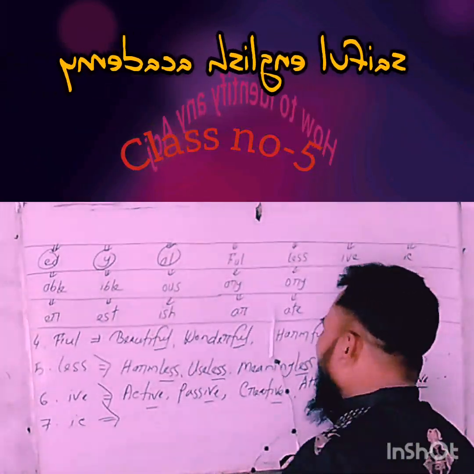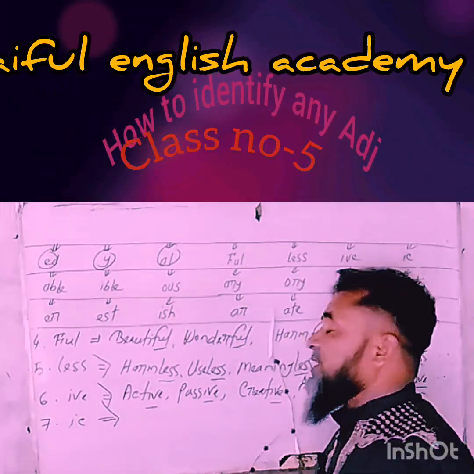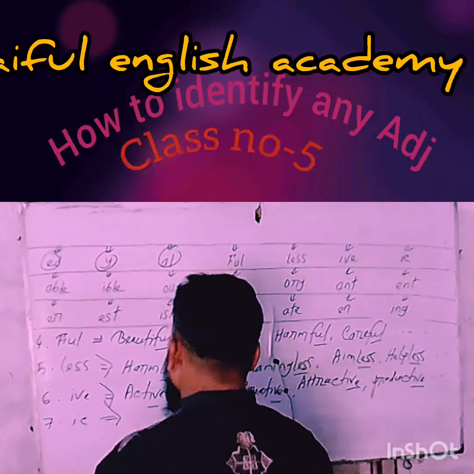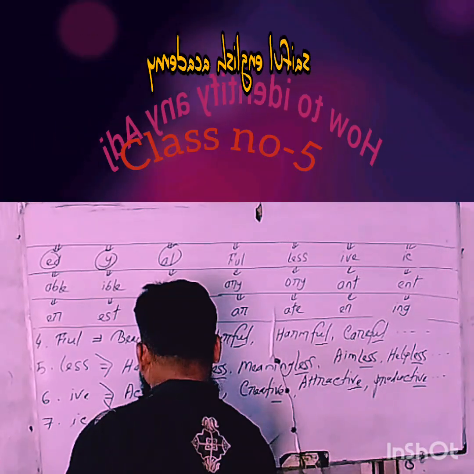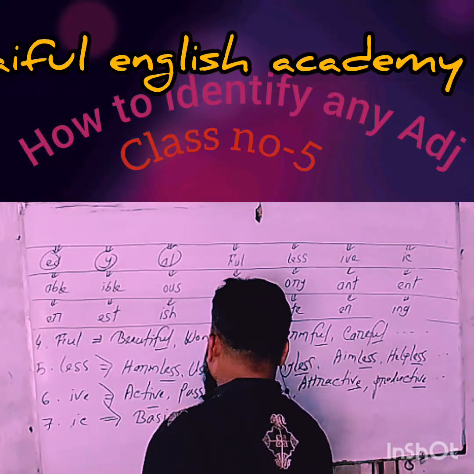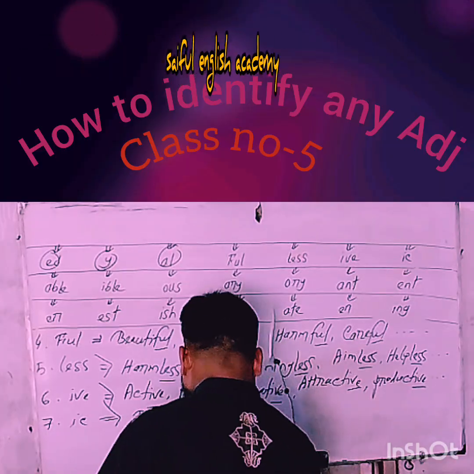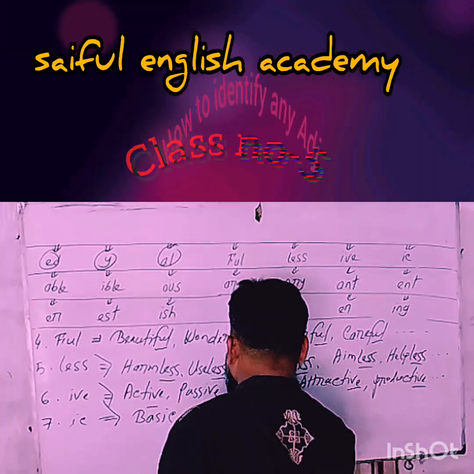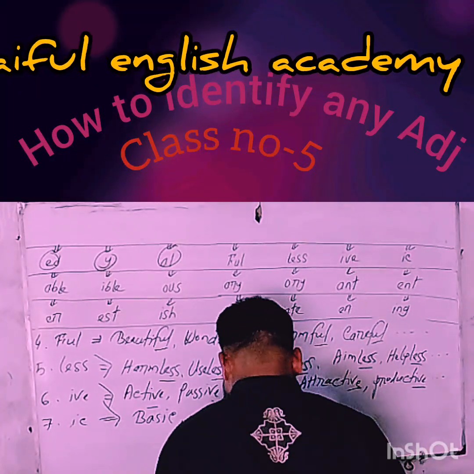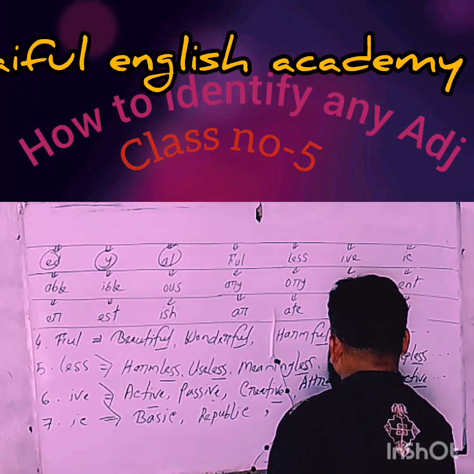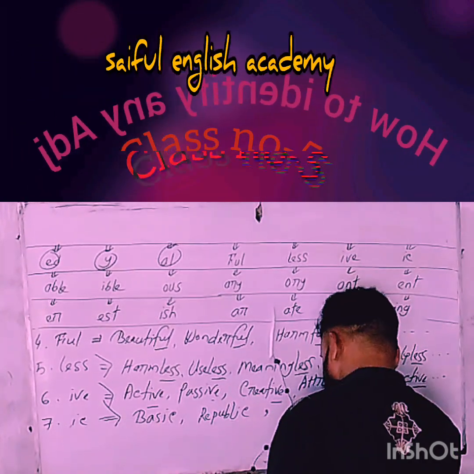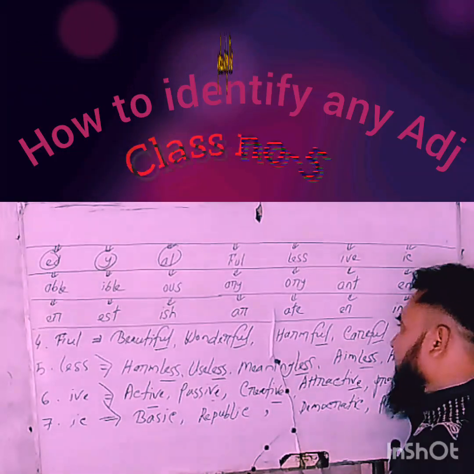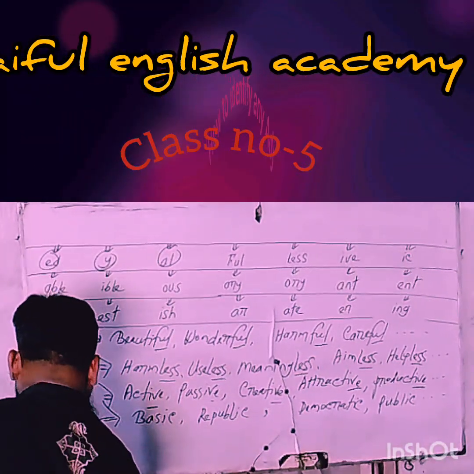It's a very important suffix to identify an adjective. We can say many words with such suffixes, such as basic, republic, democratic, public, etc. Hope that you have understood clearly.